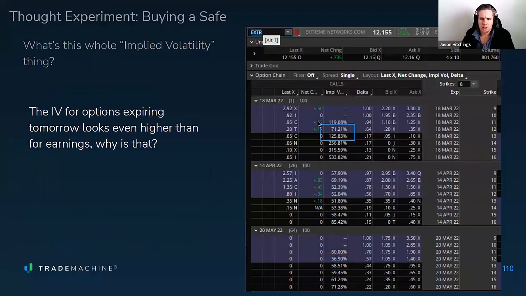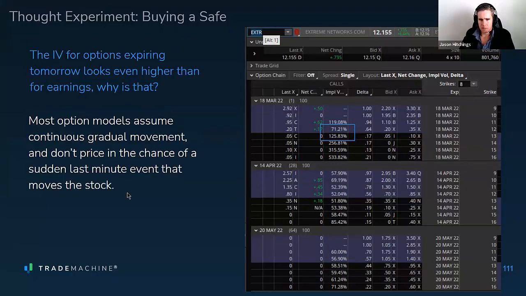Okay, so we mentioned that these look funky, and why is that? So these options are expiring tomorrow. 120, 71, 125, 256. These look really strange. What does that mean? Can you say anything about the stock movement from this?